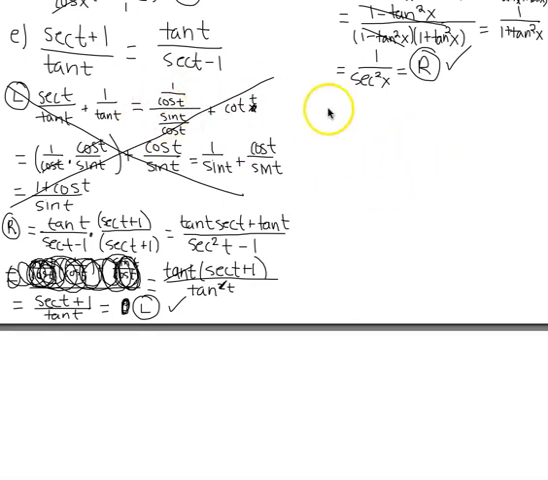Definitely D and E are the longest ones. So we're going to end with a couple more shorter ones. Again, I'm just trying to show you a wide variety so that you have lots of different strategies to try. So we're on F here, which is sine squared x minus cosine squared x equals 2 sine squared x minus 1.